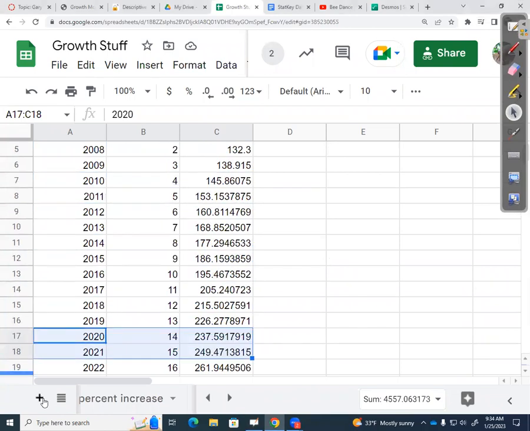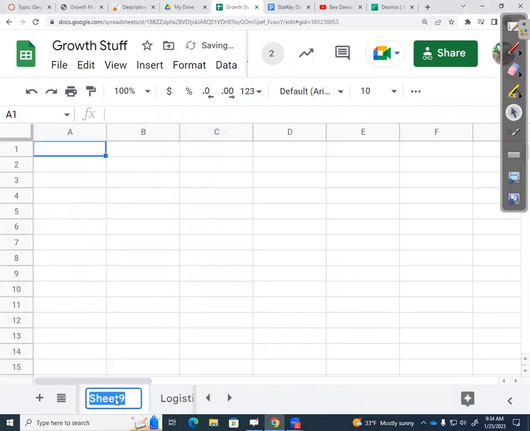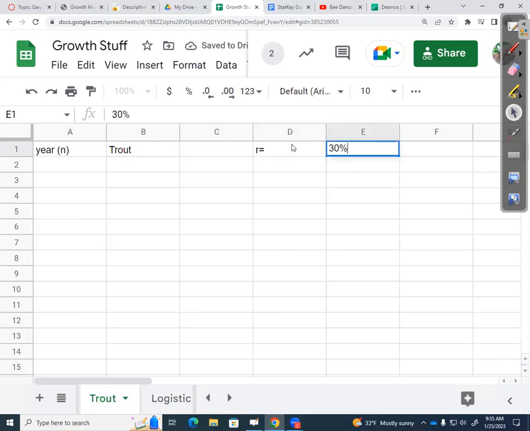So I want to add a new page. We'll call this Trout. And things I need to keep track of here are really just whatever period I'm in. So the year, which is my N, and the number of trout. And I'm just going to make a note out to the side. My growth rate is 30%, and my carrying capacity is 1,000.